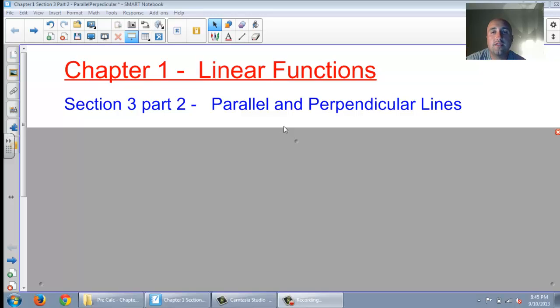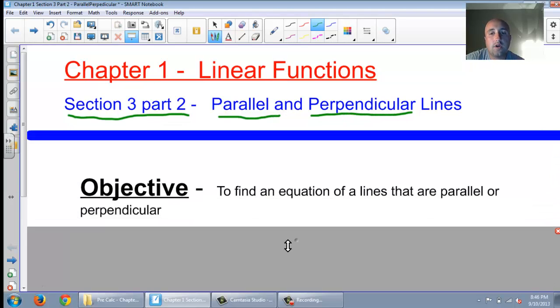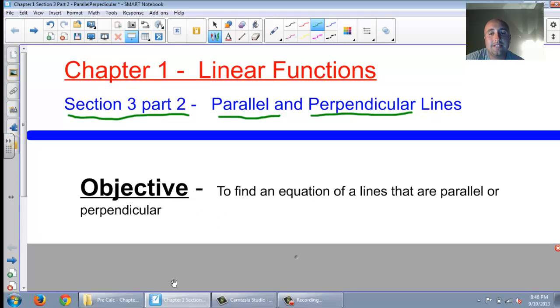We're still dealing with linear functions, and we are now on Section 3, Part 2, the second part of Section 3. Today we're going to talk about parallel lines and perpendicular lines. The objective of this section is to find an equation of a line that is parallel or perpendicular to another line.